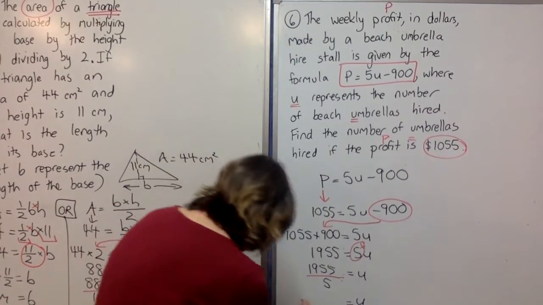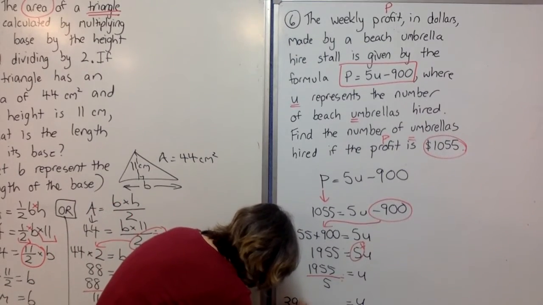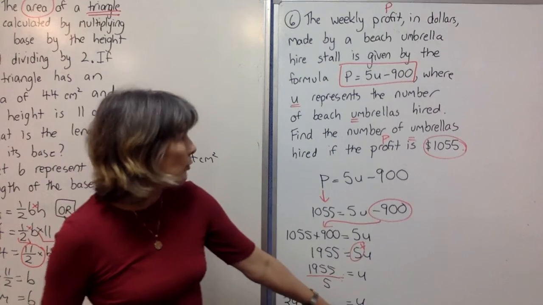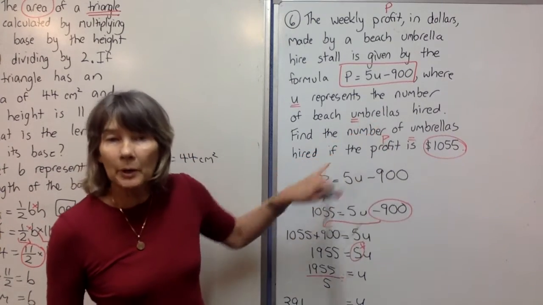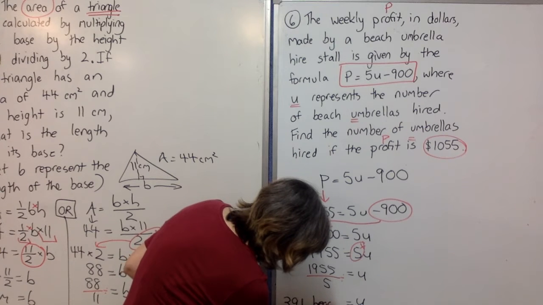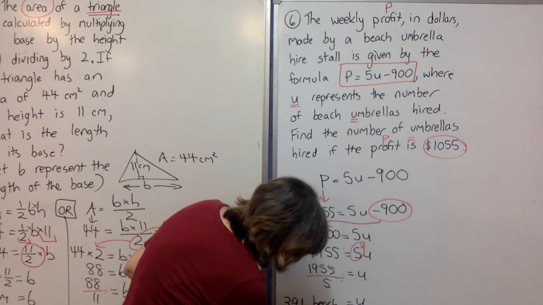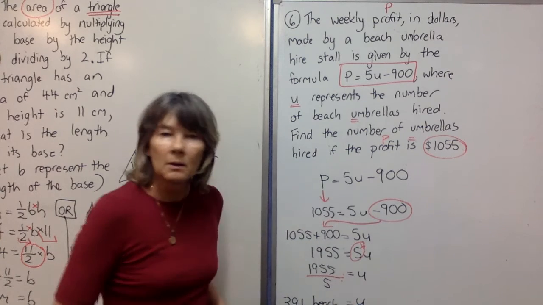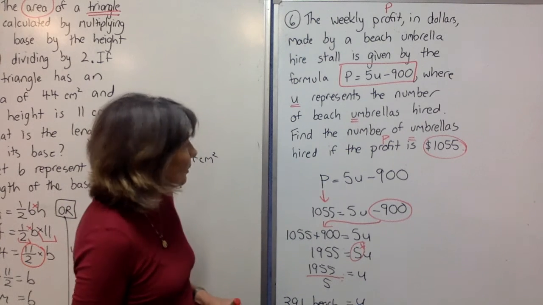Now what does that mean? 391 what? Well, the U represents the number of beach umbrellas hired, so it's 391 beach umbrellas. Or if you like, you can just write umbrellas. So that's how many were hired to make a profit of $1,055.